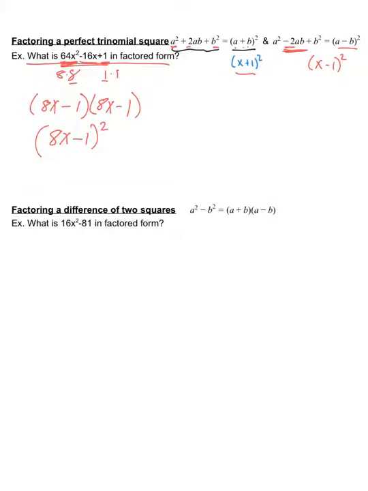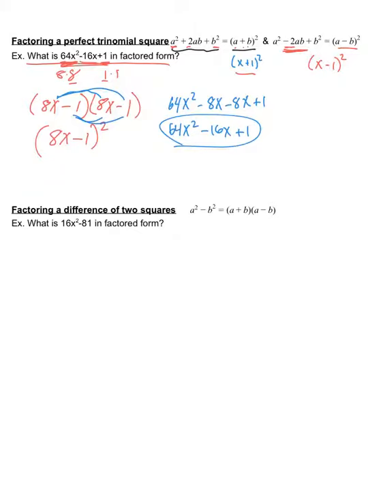And if we were to go back and just check this, right? If we used our FOIL method, we would have 8x times 8x, 8x times negative 1, negative 1 times 8x, and then negative 1 times negative 1. And if we went back and multiplied it out, yep, here we go. We have 64x squared minus 8x minus 8x plus 1, or 64x squared minus 16x plus 1. So checking our work, that turns out to be the factored form right here.